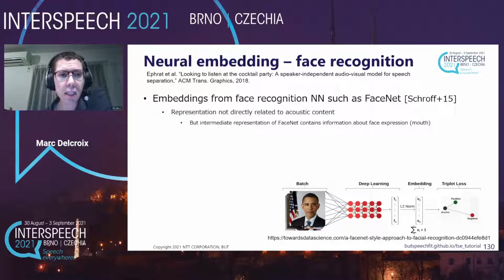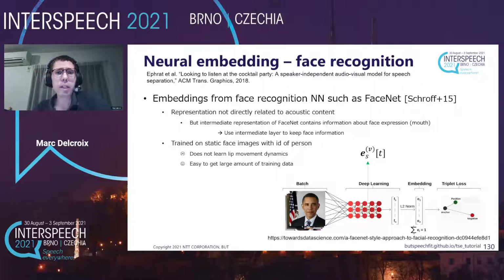However, there are studies that show that intermediate representation of FaceNet contains information about the face expression. So to perform targeted speech extraction, usually an intermediate layer is used so that it can keep face information such as the mouth position, etc. The advantage of using such pre-trained embeddings is that they are trained on static images with the ID of the speaker, although they cannot model the lip movement dynamics, so that's maybe a drawback. But the advantage is that there is lots of training data, and it's quite easy to get training data, so it's easy to train very strong embeddings.